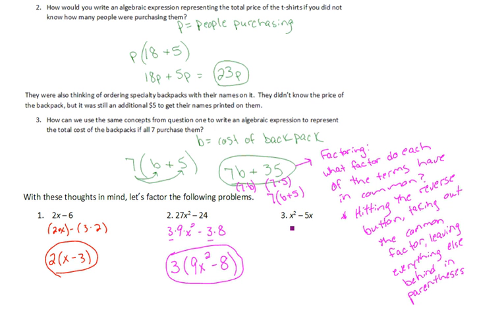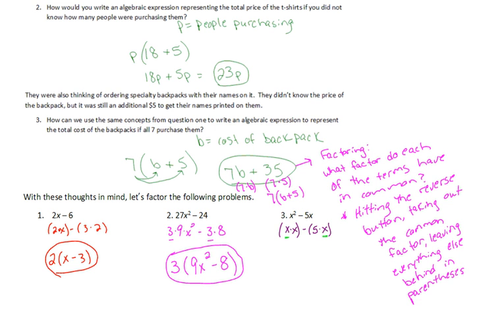So let's look at this one. We have no coefficient out in front of the x squared, so we have an x and an x. Here we have, I know that that's subtracting, but we have a 5 and an x. So what do they have in common? They actually have an x in common.